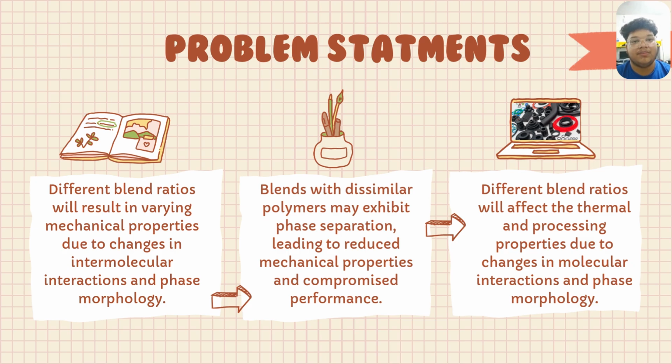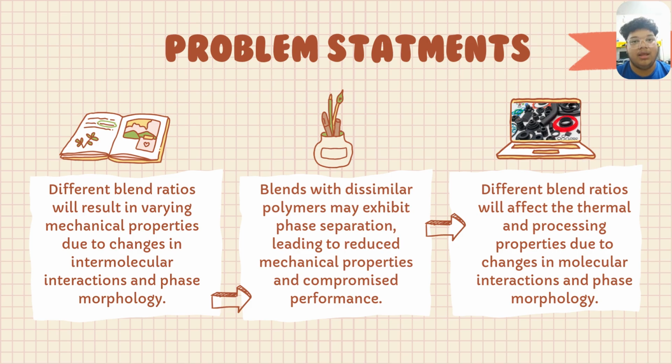Challenge 2. Phase separation. When blending polymers that are not fully compatible, phase separation can occur. This means that the different polymers might not mix uniformly, leading to distinct domains within the material. Phase separation typically weakens the mechanical properties and compromises the overall performance of the blend, as it can introduce defects or discontinuities that limit material strength and durability.